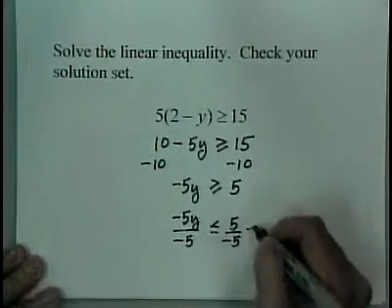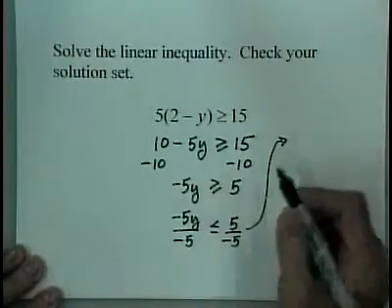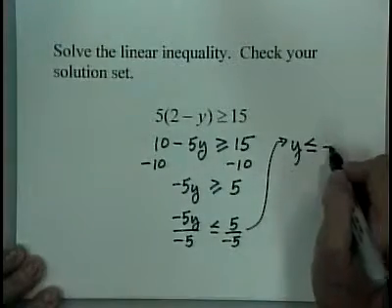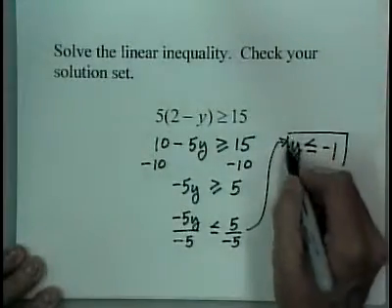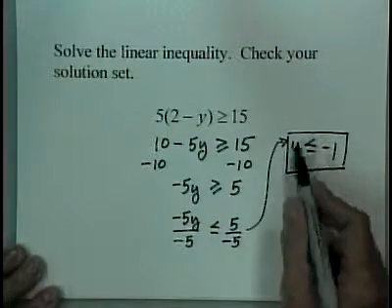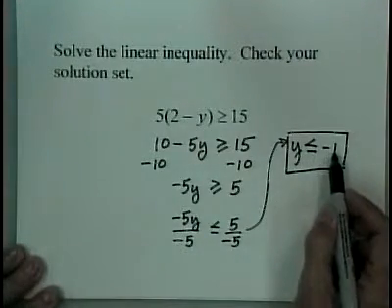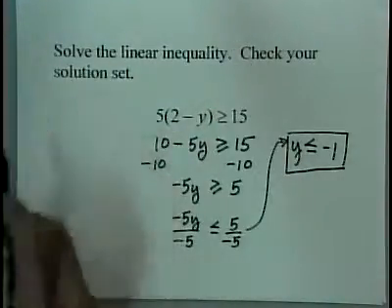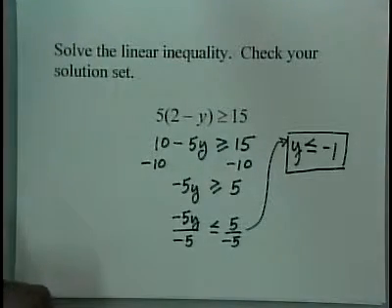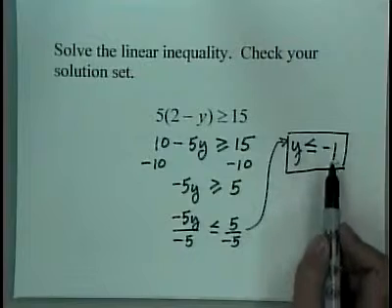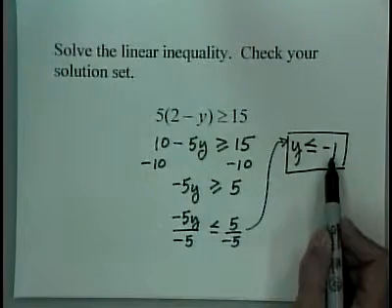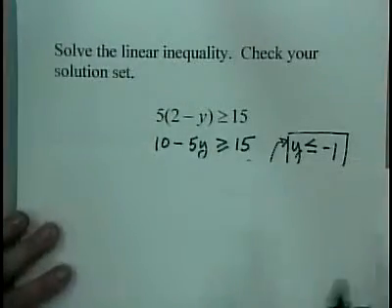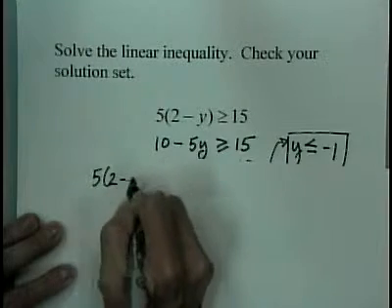Simplifying each side, I see that the solution to the inequality is y is less than or equal to 5 divided by negative 5, which is negative 1. Now this is a solution set, a set of numbers. All the numbers less than or equal to negative 1 work in this inequality. To check our solution set, we need to check 2 things. We need to check the boundary point, which is actually the number negative 1, and we need to check the direction of the inequality.